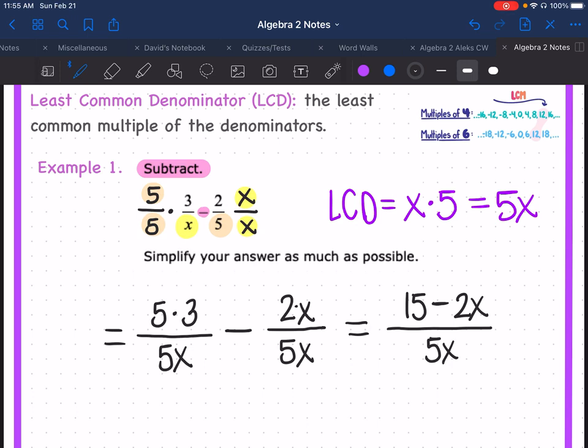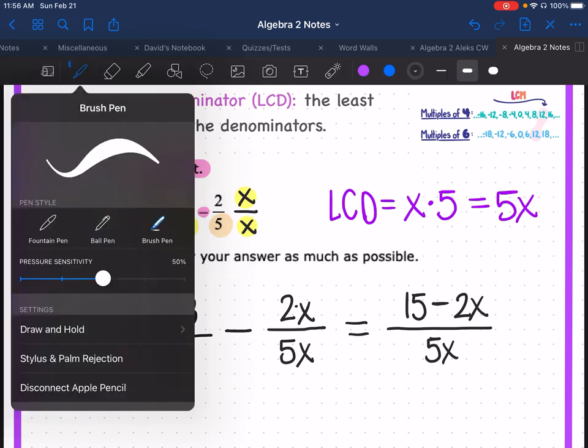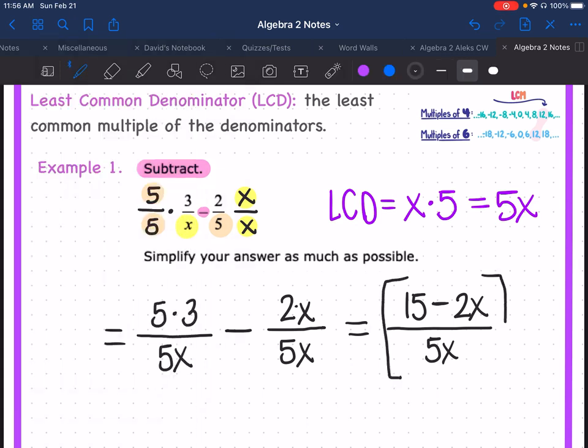The last thing you want to check before you say you're done and this is your answer, take a look at the numerator because there's nothing we can do to the denominator. We've already done what we could. Is there a number that divides into 15 and 2? Well, 2 is a prime number, so the only numbers that divide into 2 are 2 and 1. Its two factors. But 15 is not even, so I can't divide 15 by 2. I'm going to get a decimal. We're done, and this is our answer.